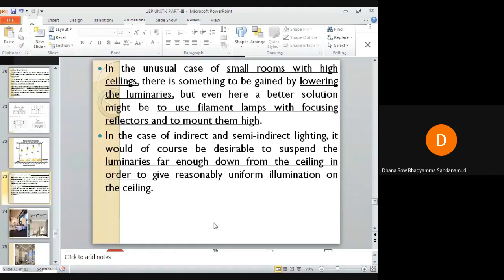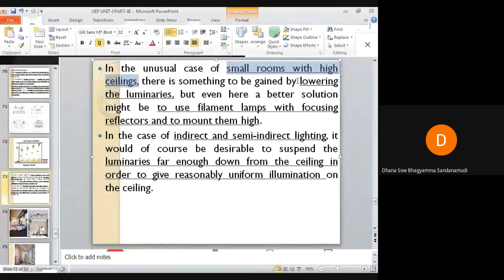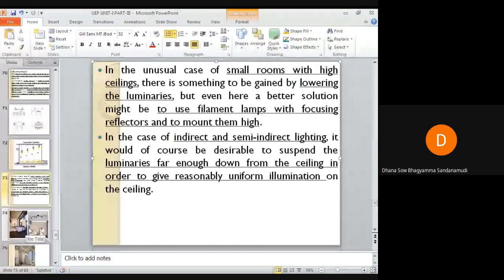If the room is small with a high ceiling, so if we have a room of smaller surface area, small room with high ceiling, then definitely the luminaries have to be lowered using some hangings. So we need to use filament lamps, or whatever lamps you're using, with focusing reflectors mounted on them.